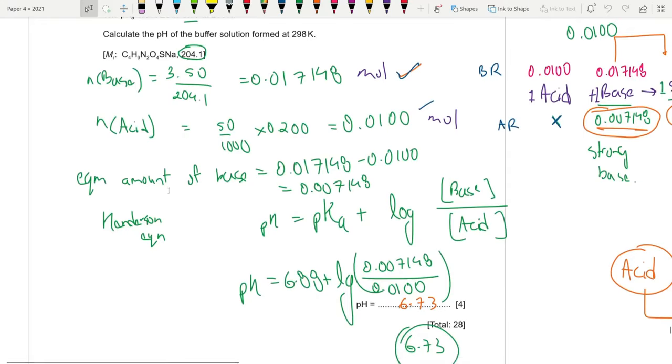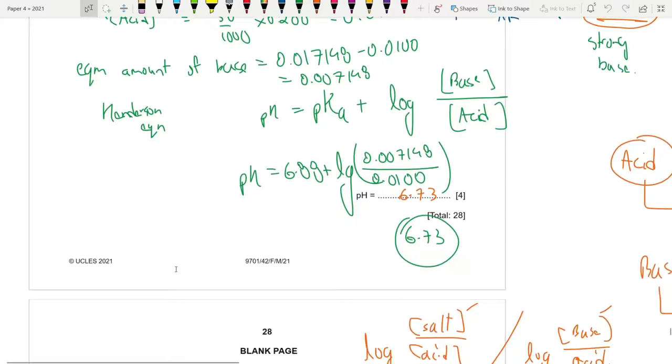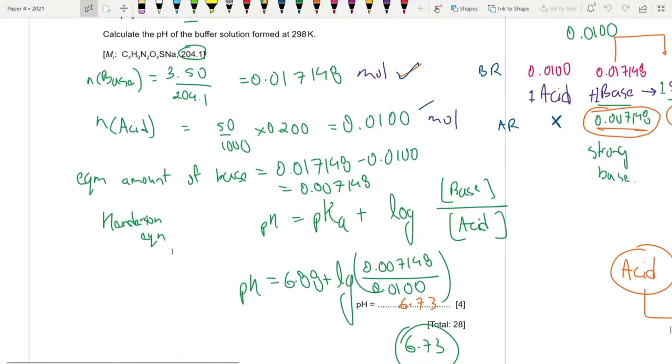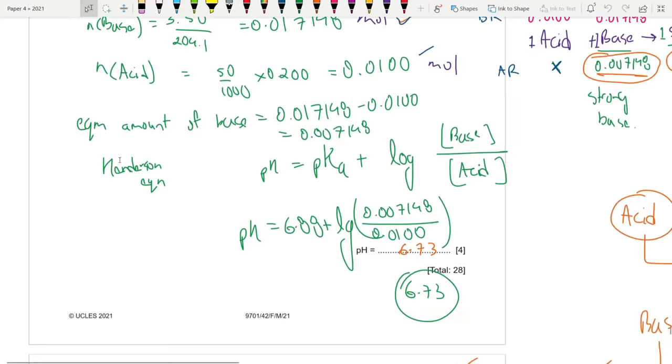Okay, now after finding the moles of acid, you could find the equilibrium amount of base left, the one I wrote as after reaction. That will be 0.017148 minus 0.0100, which is 0.007148, right? That's the base. We also need to write something else, the equilibrium amount of aces. This is what they want in the mark scheme. I'll show you. There are two ways of doing this math.